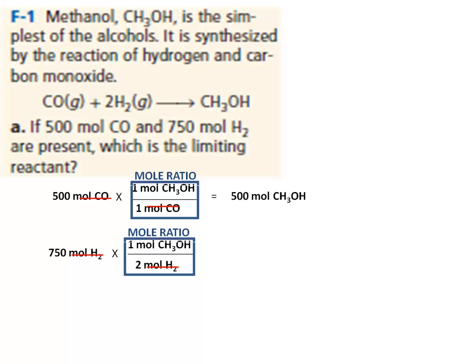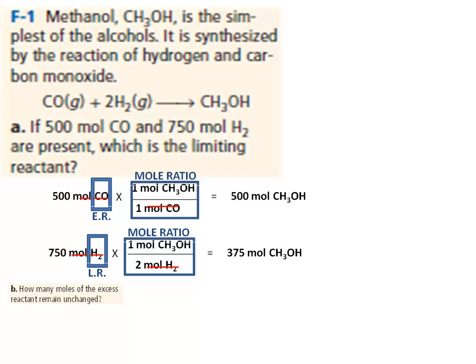The moles of hydrogen cancel, and we're left with 375 moles of methanol. So based on this problem, we can determine that the limiting reactant is hydrogen and the excess reactant is carbon monoxide. This is one of the ones I told you sometimes you have additional questions. So how many moles of the excess reactant remain unchanged?